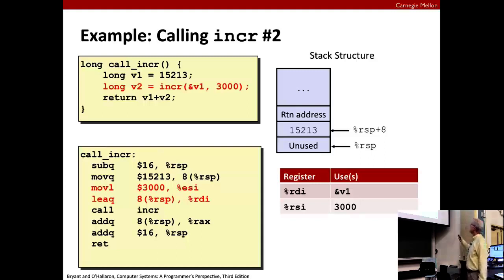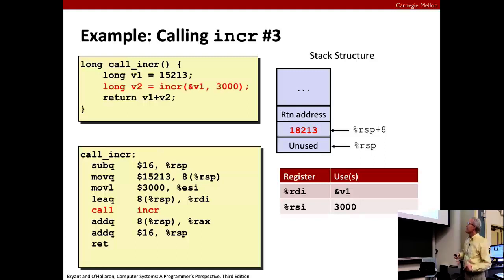And so RDI will now be equal to whatever the stack pointer plus 8 is. Okay, so that creates the two arguments that I'm passing to this function. And now the call instruction will happen, and you'll recall that the call instruction adds these two numbers and stores the result back in the pointer. So its effect will be to set this memory location to 18213.